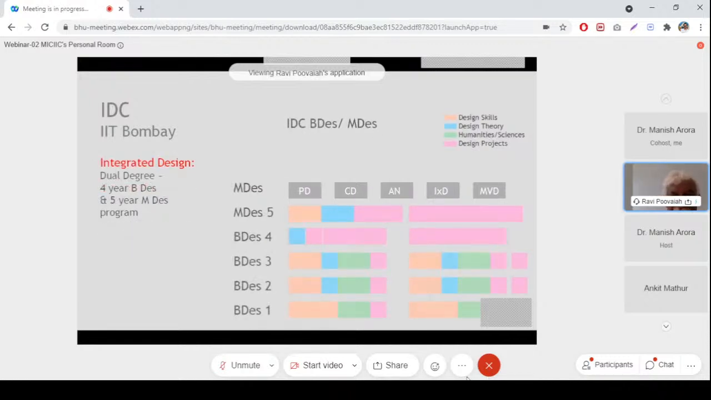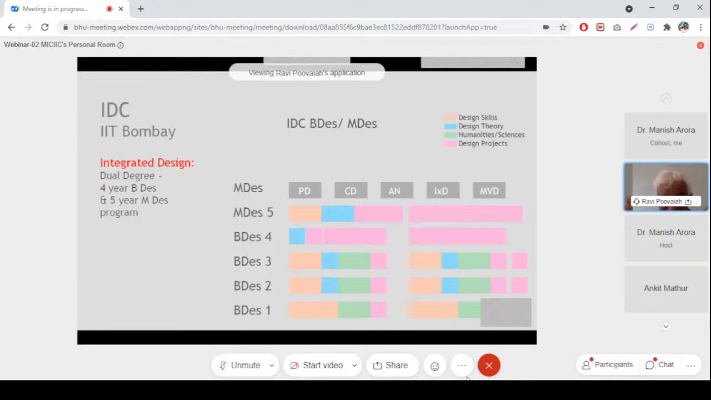And when we had a chance to start the BDES program, what we decided was that we looked at context. The need of the society was for somebody who knows more than one skill, who is a graphic designer and at the same time knows a bit of product design, a bit of animation design. So this was a felt need from the society. How do we integrate this into the program? That's how the BDES program was interwoven.